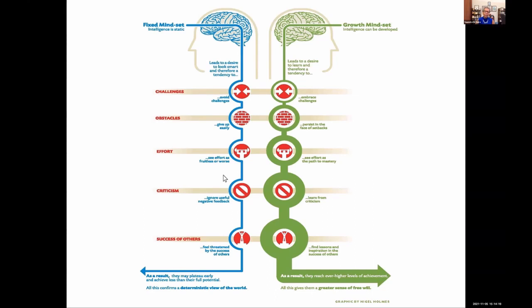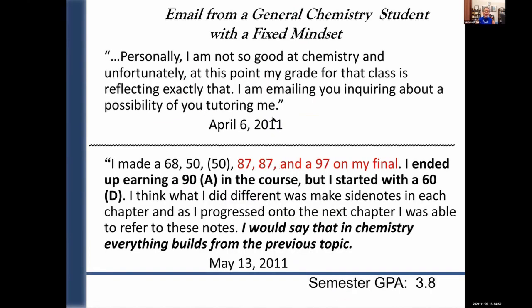Here's a diagram that shows that if you have a fixed mindset, you avoid challenges, you give up easily when you get to obstacles, you see effort as useless. You think either you're smart enough to do it without trying, or you're not smart enough to do it at all. So why spend any effort? Even criticism and the success of others, people with a fixed mindset respond differently to than people with a growth mindset. So as a result, they plateau very early. Whereas with a growth mindset, they embrace challenge, they persist in the face of setbacks. They know that effort is the path to mastery. They learn from criticism, and they find lessons and inspiration when others succeed, and they reach higher and higher levels of achievement.